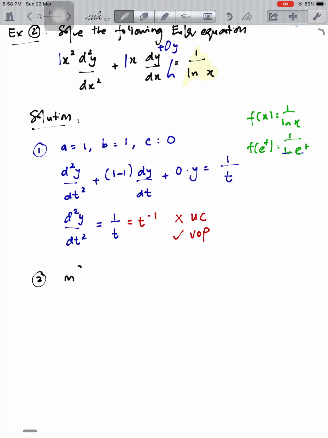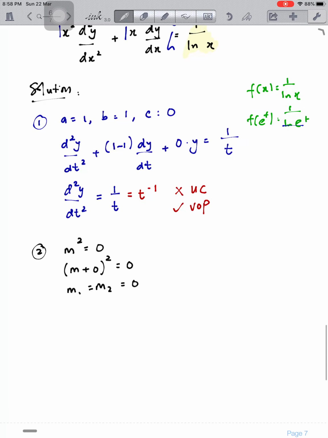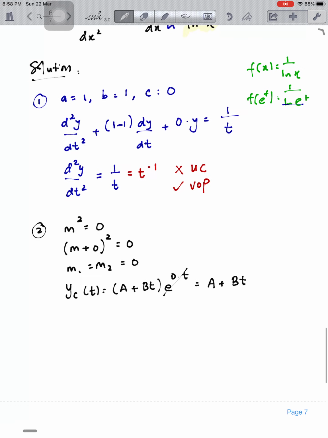My characteristic equation is going to be m squared equals 0. And this is basically going to be the case of equal roots, m plus 0 squared equals 0. So my first and second root is going to be a value of 0. So this is the case of equal roots. Yc of t is going to equal a plus bt times exponential of 0t, and because this is 1, that will be simplified to a plus bt.